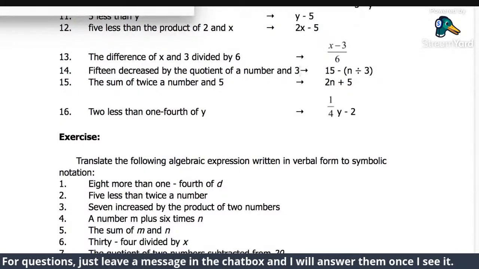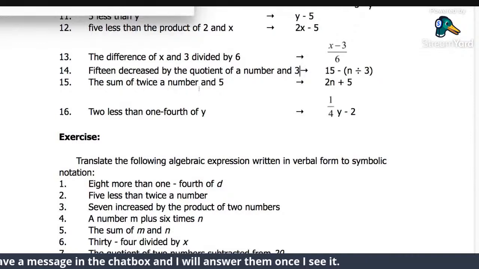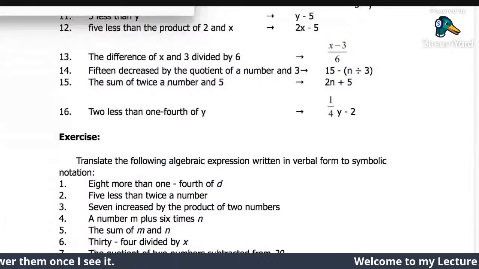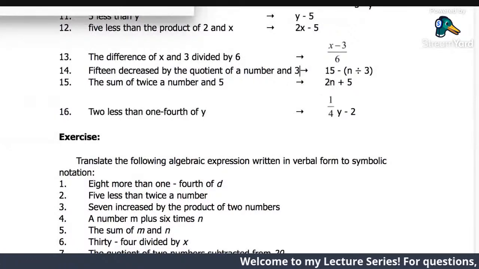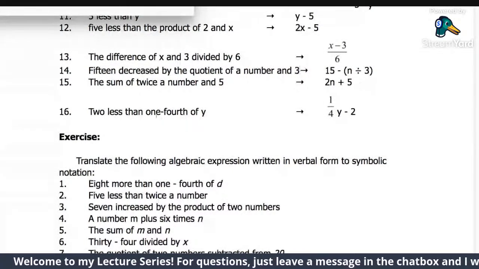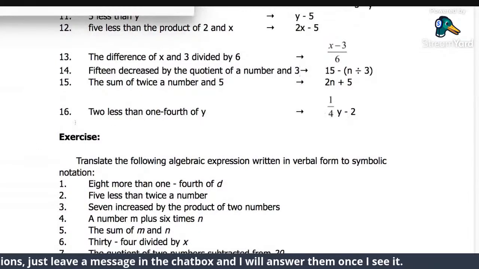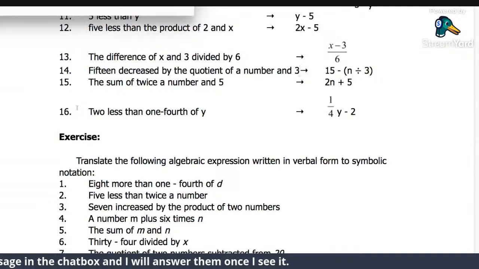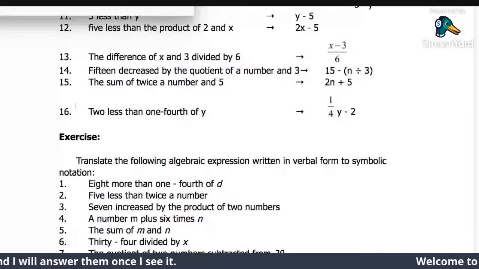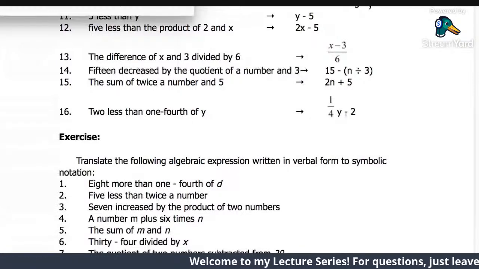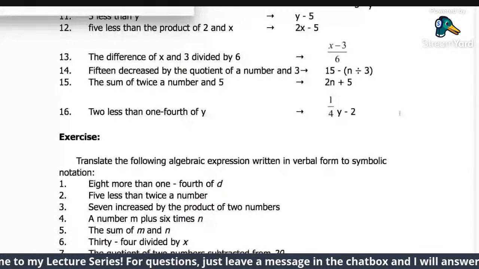Then we have 15, the sum of twice a number and 5. The sum of twice a number means twice a number, it's 2n. This could also be 2x, 2a, 2b, and plus 5. 2 less than 1/4 of y. Take note again of what is used here. It's less than. So 1/4 y minus 2. Okay, 1/4 y minus 2, because it says here 1/4 of y. Of is multiplication, so 1/4 times y minus 2. Okay, so I hope you guys will answer the exercise.